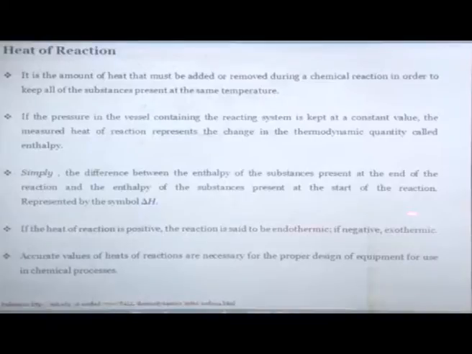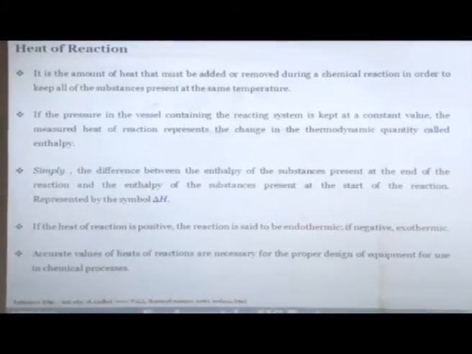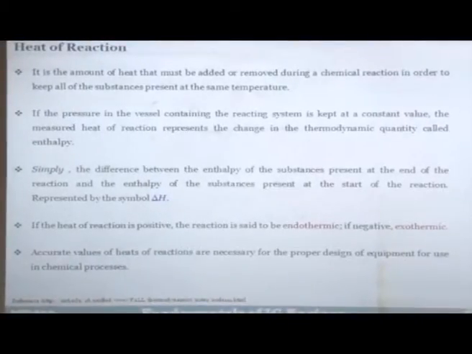If the heat of reaction is positive, the reaction is said to be endothermic. If it is negative, then it is exothermic. If it is releasing heat, it is an exothermic reaction. If heat is being absorbed, it is an endothermic reaction. Accurate values of heats of reaction are necessary for proper design of equipment, for use in chemical processes and thermodynamic processes. So, understanding this value delta H is extremely important if you want to design a gas turbine, a boiler, or an IC engine.